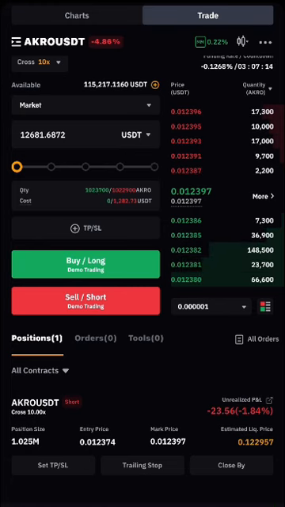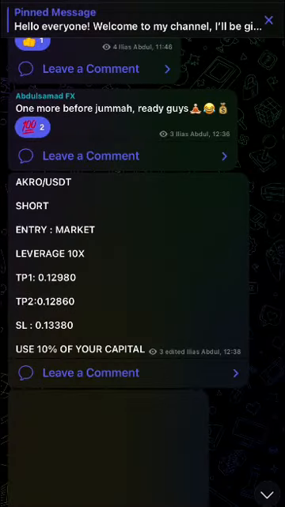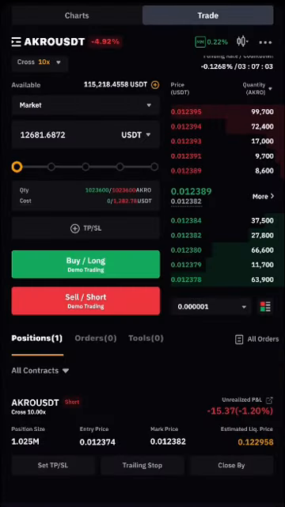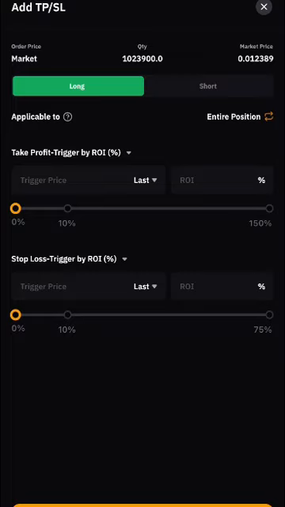So now let's go back to the signal. This TP1 is what? 0.12980. So you go back to your chart. Now look at this sell and buy button. When you look on top, you see one plus in a circle. You see TP/SL. You click on it. This is where you enter your take profits. You press this. Look at take profits here now.